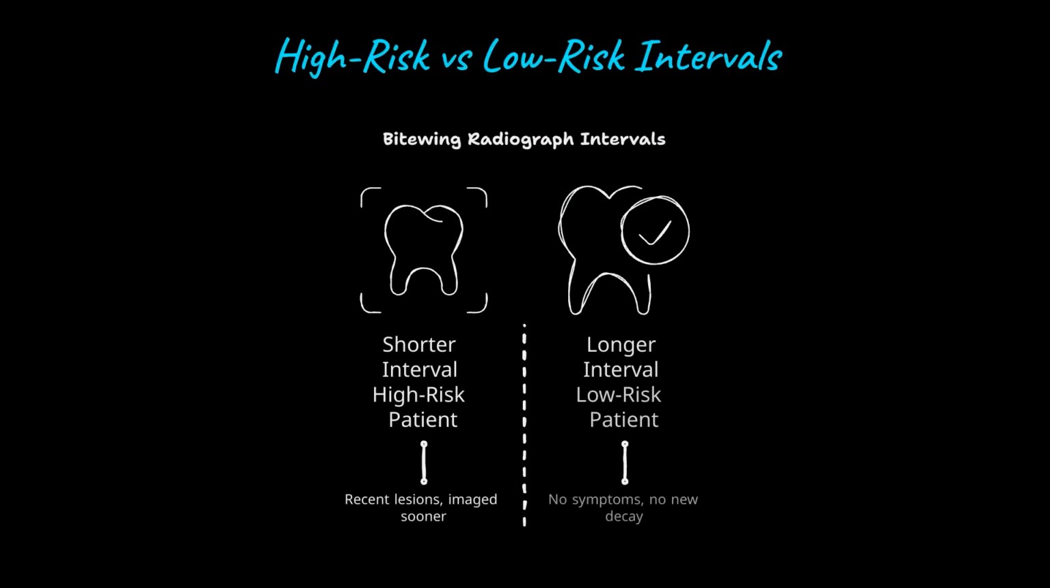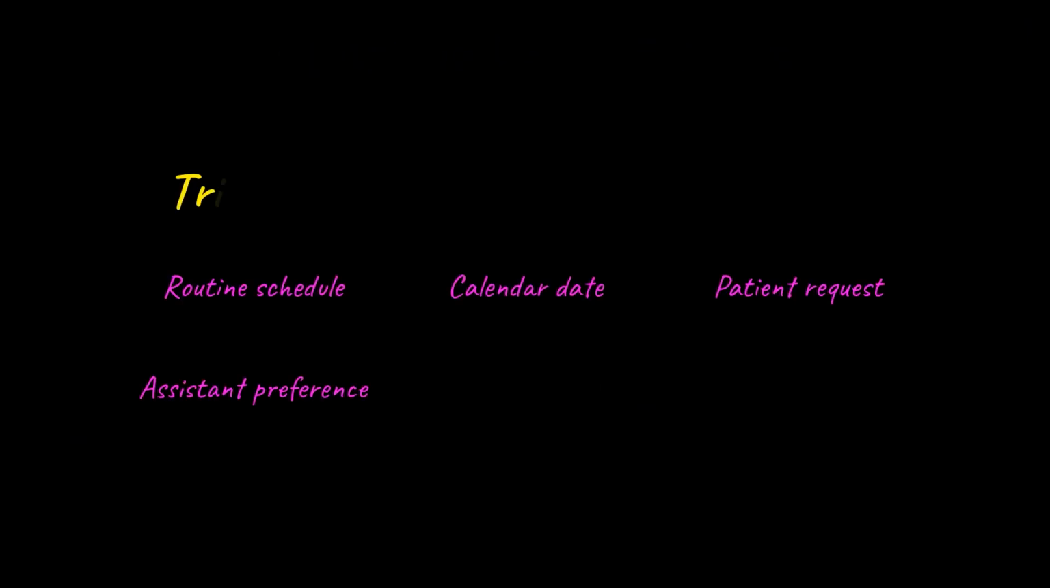Consider 2 patients seen the same week. The high-risk patient with recent lesions is imaged sooner because the evidence justifies it. The stable, low-risk patient waits longer because nothing clinical calls for imaging now. Same office, different intervals, each set by need.